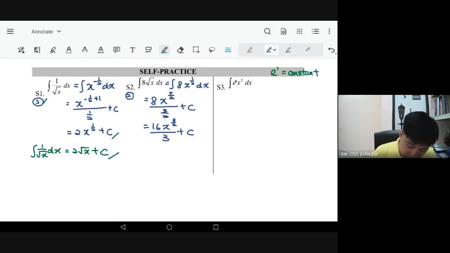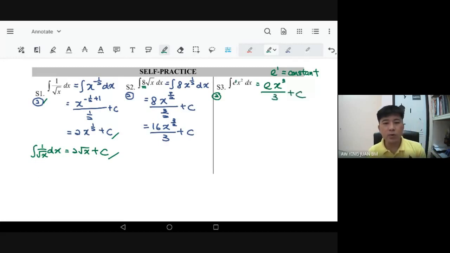Is a constant. Seperti mana dalam sini 8 pun constant. So saya masih guna rules yang kedua iaitu x to the power of 3 over 3 plus with the c. Itu jawapan saya untuk S3.